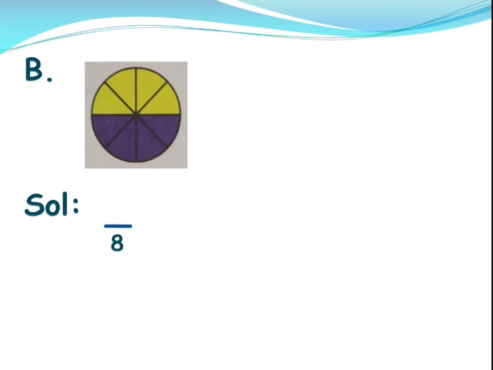Now let's write the yellow part. So yellow part, 1 2 3 4. So the numerator will be 4. Okay, plus, and total number of parts are 8, so the denominator will be 8 again.